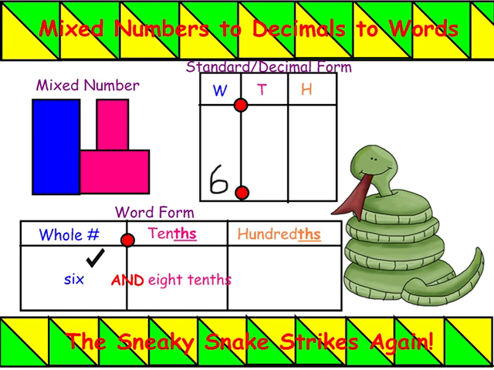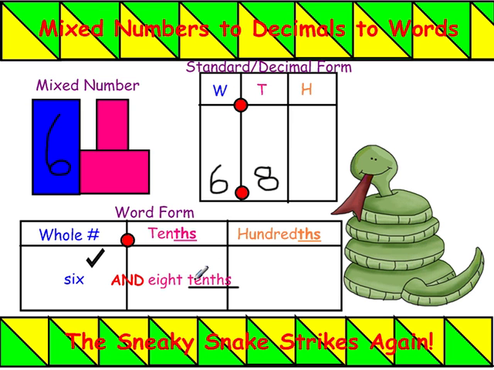Now how would I write that as a mixed number? Well, I see the 6 is a whole, so I'm going to go ahead and take the number 6 and put it in as the whole number in my mixed number. So I've taken care of the mixed number. Now let's look at the fractional part, 8 tenths. Well, I see that 8 tenths comes after the word "and" and that the last name is tenths, which means it's going to go in the tenths place. So I'm going to write the number 8 in the tenths place.